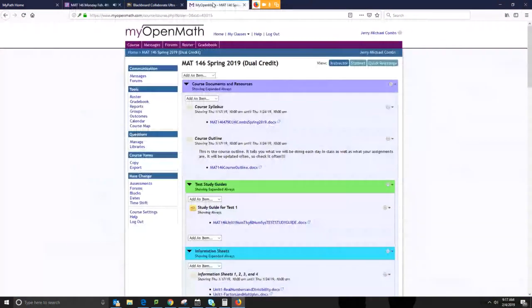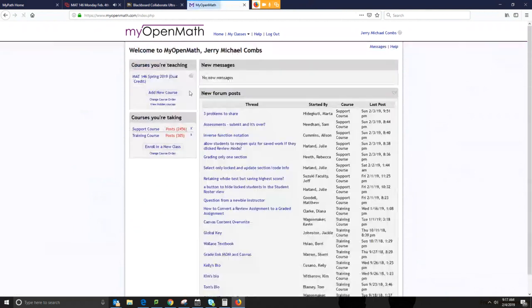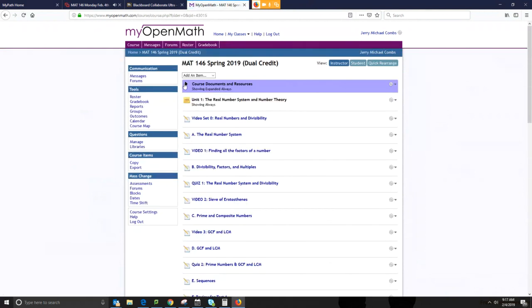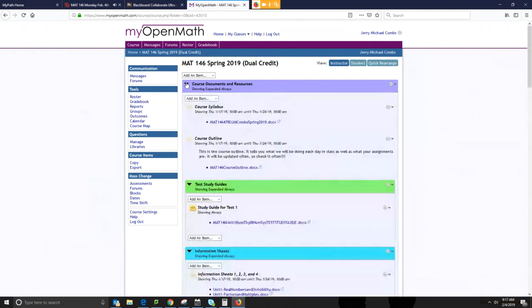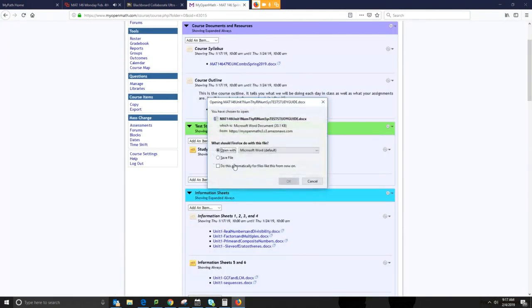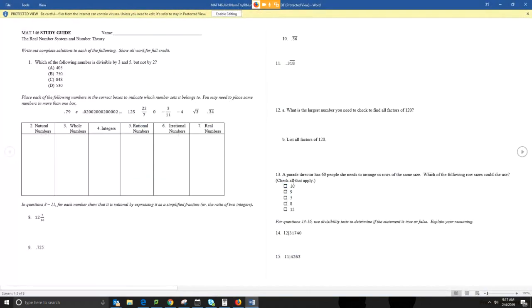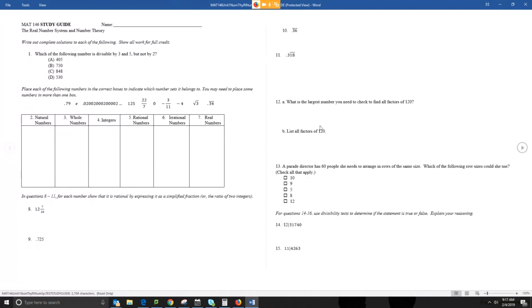All right. So I want to show you just one thing on MyOpenMath. When you go into MyOpenMath, here's the homepage, and you click on our class, underneath course documents and resources, I've added a new section. It's in green. It says test study guides. So this is where the study guides will be. And if I click on study guide 1, I can open it.